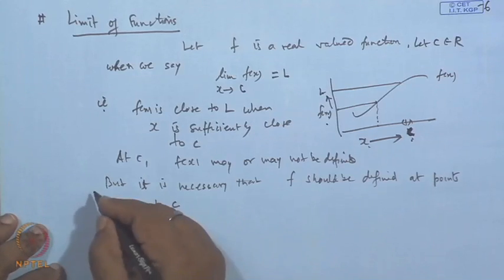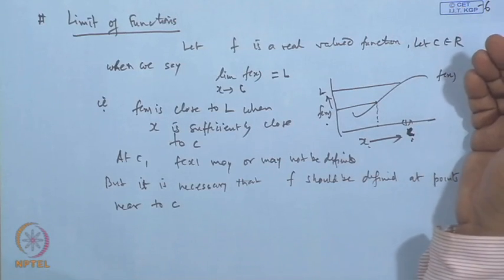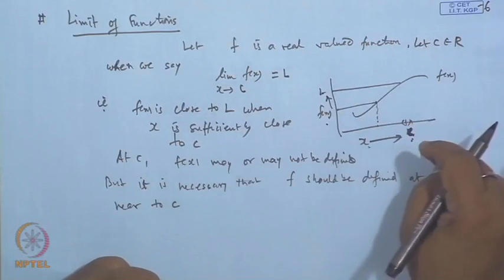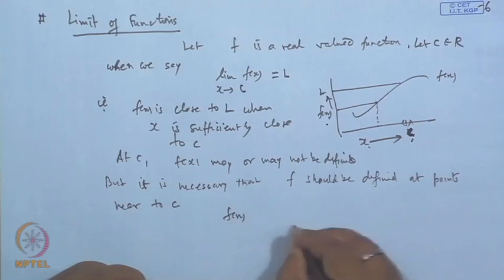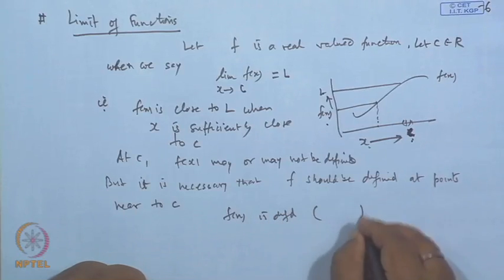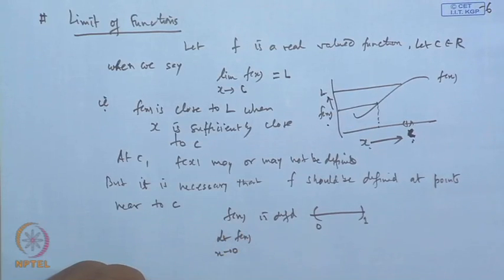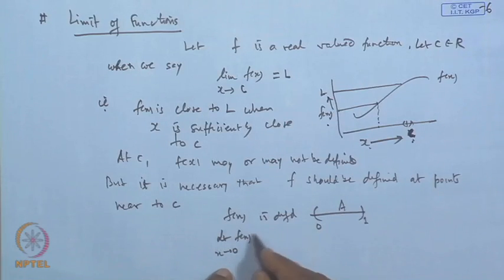The second point which we get is that the point c may or may not be available in the set A, still we can find the limiting value of f(x) when x approaches c. Suppose the function f(x) is defined over the interval 0 to 1, and we find the limit of f(x) when x tends to 0. Though 0 is not available in the set A, still this has a meaning, because the function is defined at every point near 0.